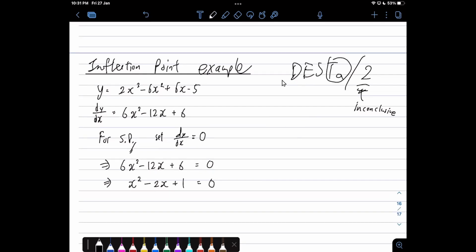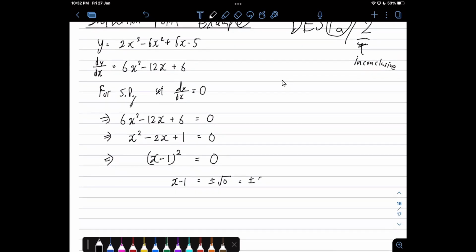Here, it's not so simple to factorize, so I'm just going to use a calculator. Oh, wait, hold on. It's actually very simple. It's just x minus 1 squared, right? Correct? Good. Now we can solve: plus minus square root of 0, which is of course just 0, because 0 is neither positive nor negative. Solving, we get x equal to 1. Okay, good. Are we done?